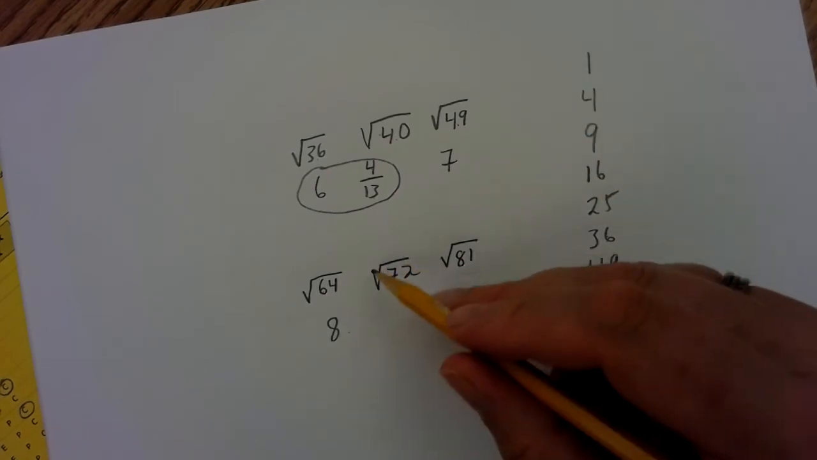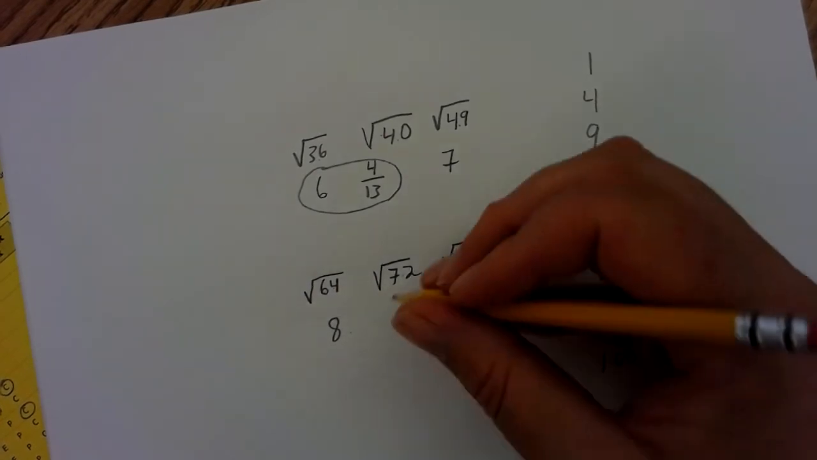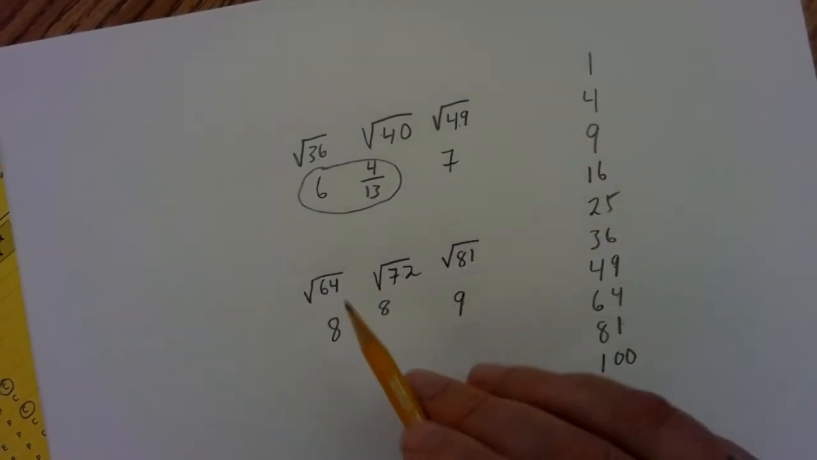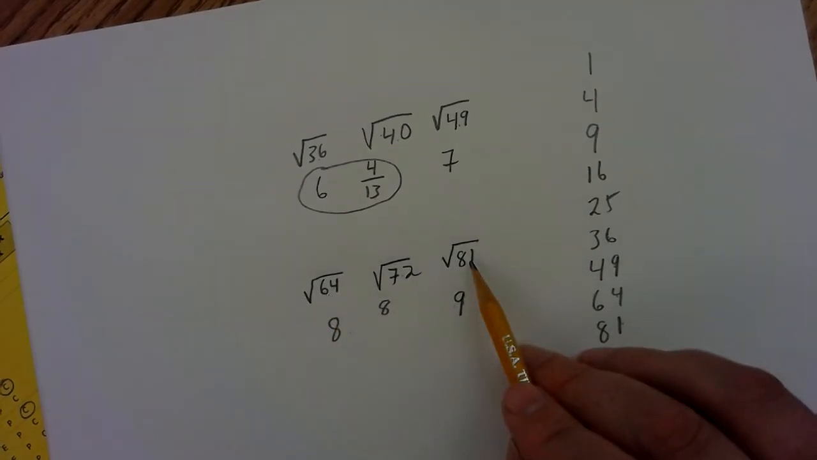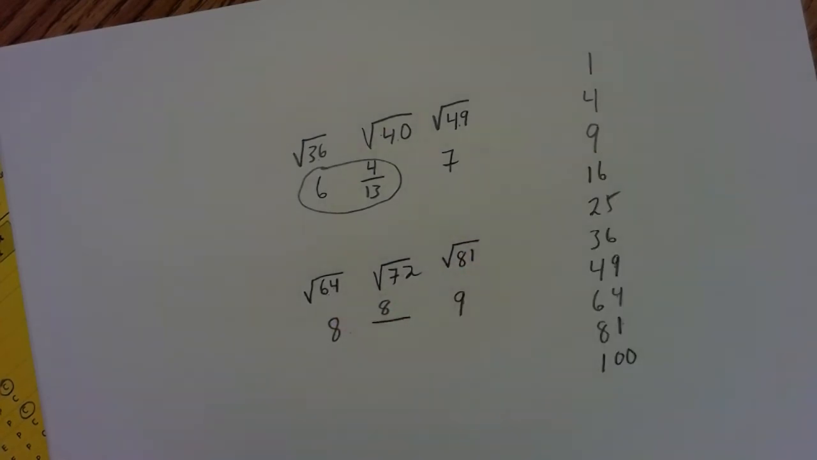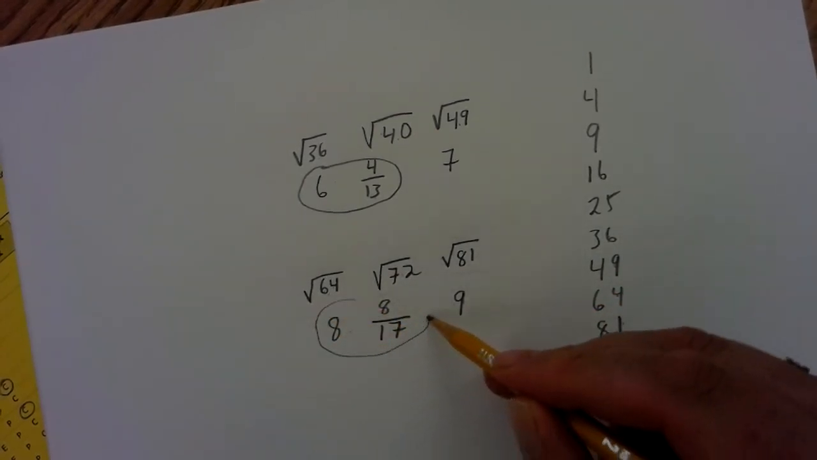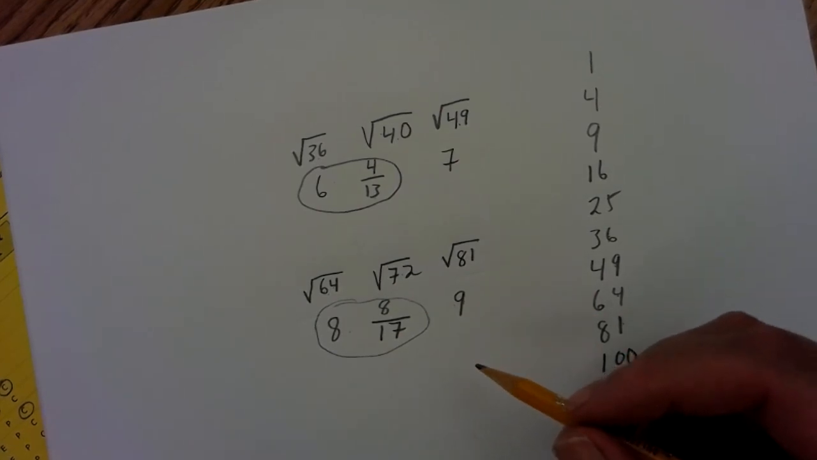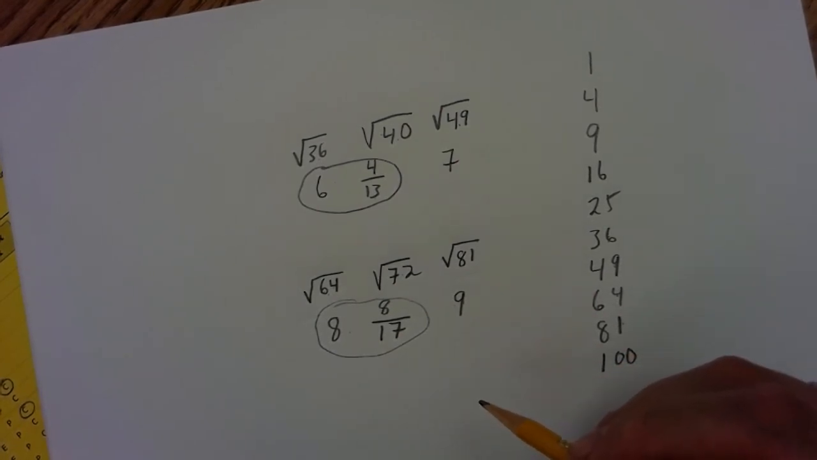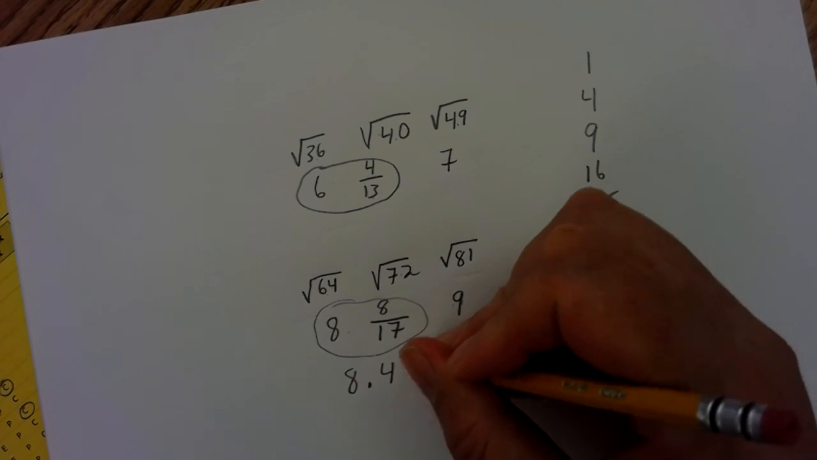Now, how far away from 64 is 72? Well, 72 take away 64 leaves us with 8. And now, how far away is 64 from 81? Well, 81 take away 64 is 17. So we can estimate that the square root of 72 is 8 and 8/17. And if we needed to turn that into a decimal, well, that is approximately 8.47.